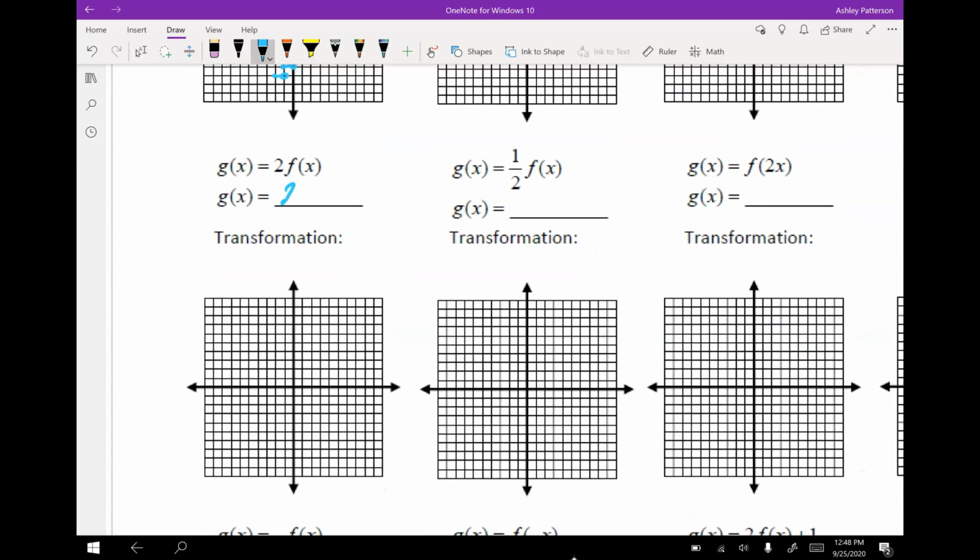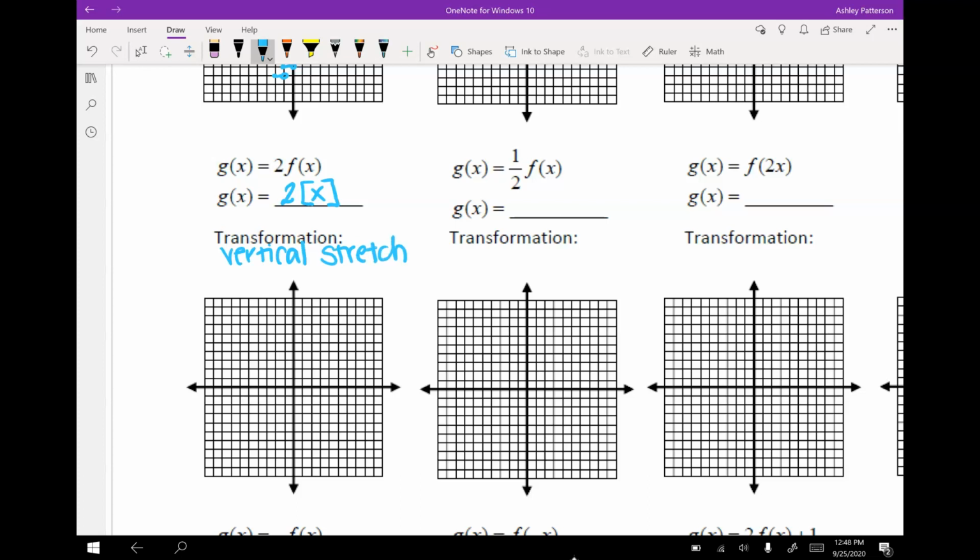All right, 2 times f of x. So that means it is 2 times the greatest integer of x, because that's what f of x is defined as. And 2 is on the outside of the bracket, so that is our a value. It is greater than 1, so we say that there is a vertical stretch.